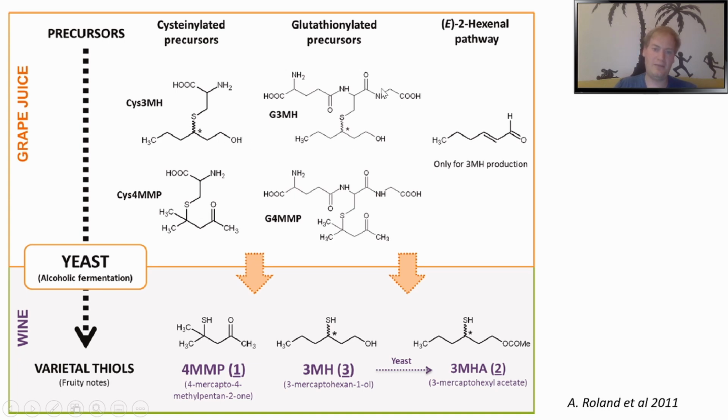So that means if you have like 1 million cysteine 4-MMP precursors in the juice, then you end up with like 100,000 in your wine. And of course, this depends on your winemaking technique, this depends on fermentation temperature, as we will see, on the yeast you will use, and so on and so forth.